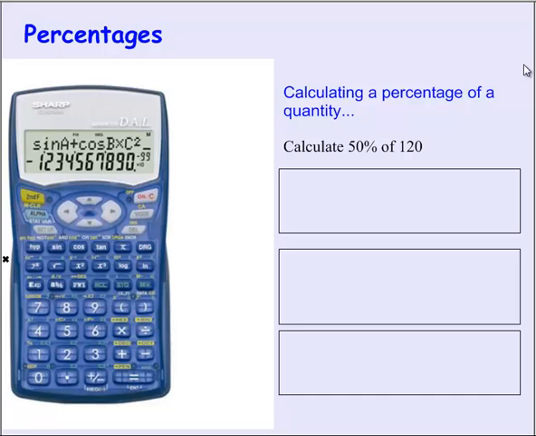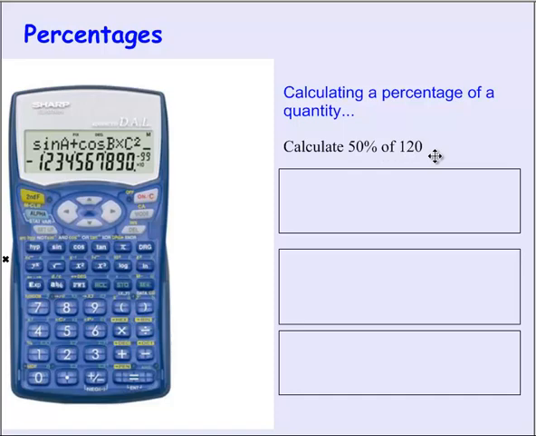So to start off with, I've got a picture of the calculator you use in class, and we've got the simple question of having to calculate a percentage of a quantity. Just ignore these numbers on here, it's the best picture I could find. We've got the question here to calculate 50% of 120. Now most of us could probably do that without using a calculator because we know that 50% is a half.